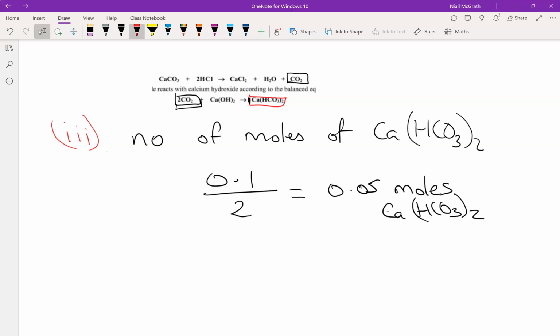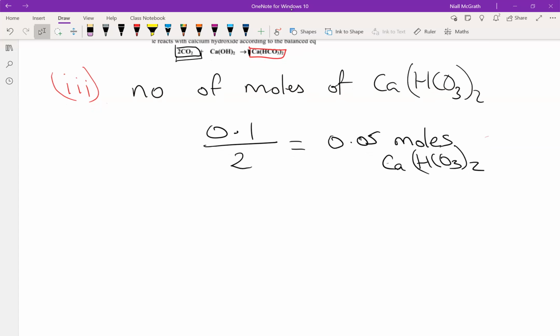Again, they didn't ask you for a number of moles, but you would more than likely get marks. You would probably get 3 marks for saying that. So that would be half your question. The other half of the question would be finding the mass. Again, your mass would be your number of moles multiplied by your relative mass.